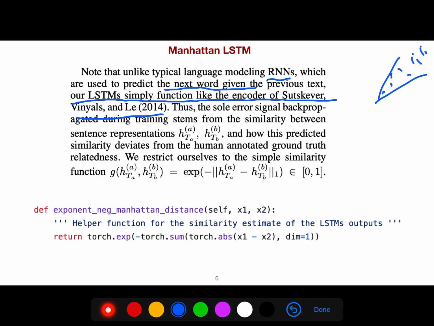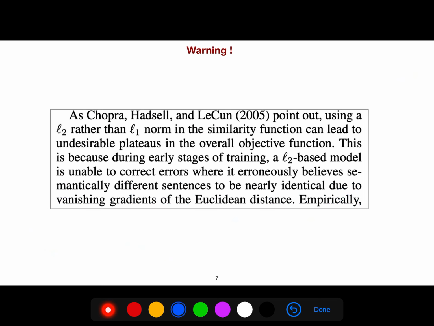So we restrict ourselves to a simple similarity function, this one, and you can implement it using this function. We use the sum function from torch, then we take the absolute value of the difference of the two vectors, and we exponentiate it. But there is a warning.